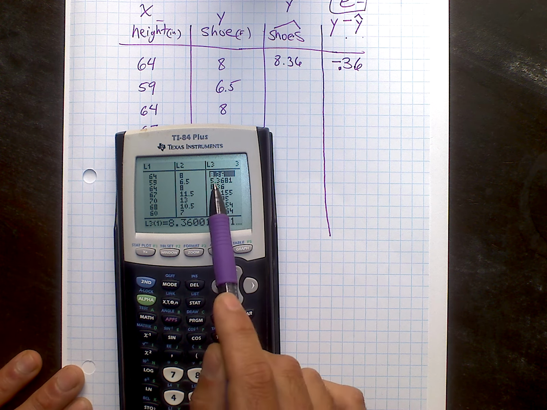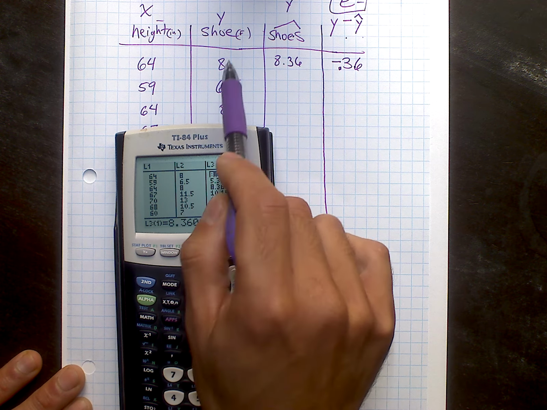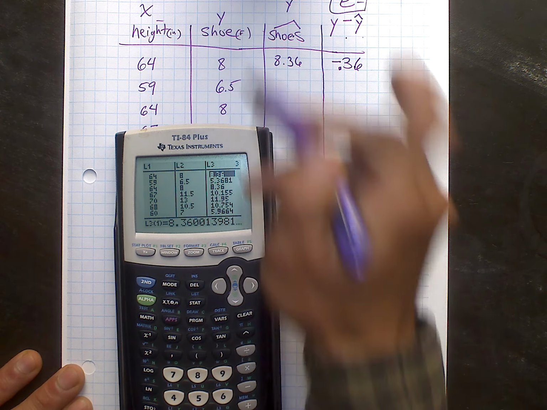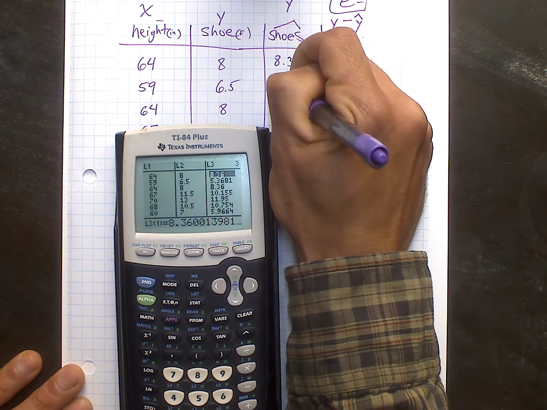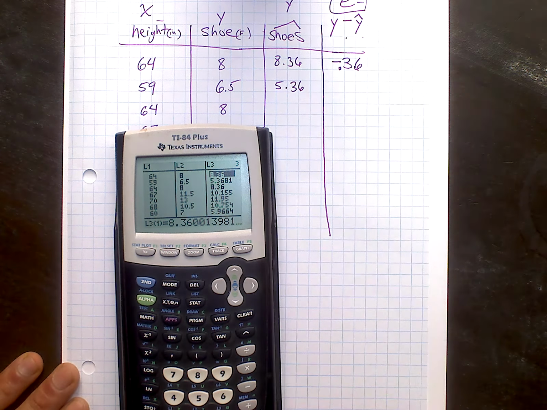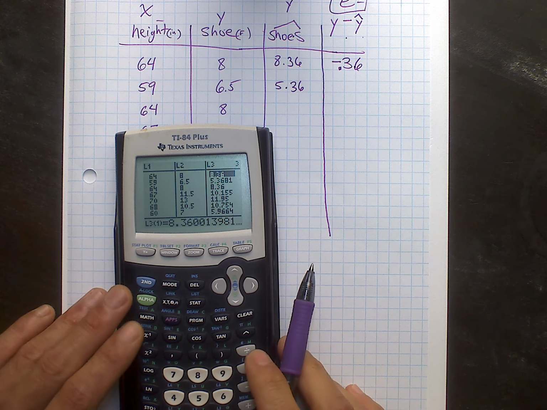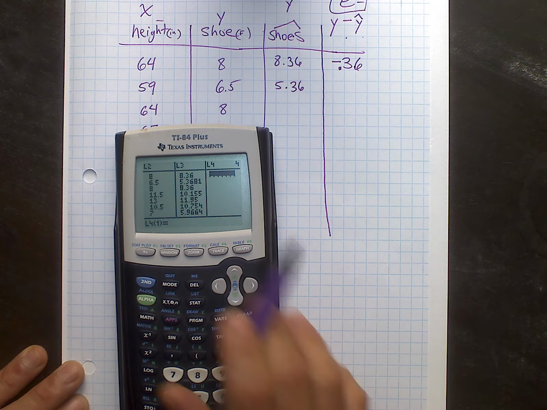So for example, I believe this is Madison. Madison has a shoe size of 6.5, but the model predicted that she was only going to have a shoe size of 5.36. Okay, so let's find her residual, and let's find the residual of everyone just by doing it on the table. So we can use another column.